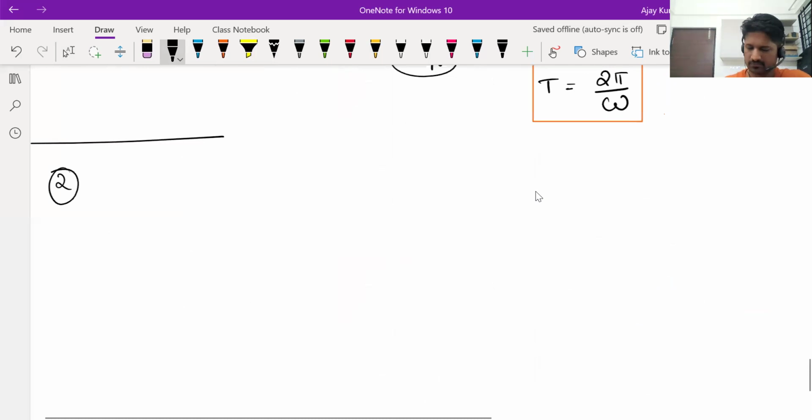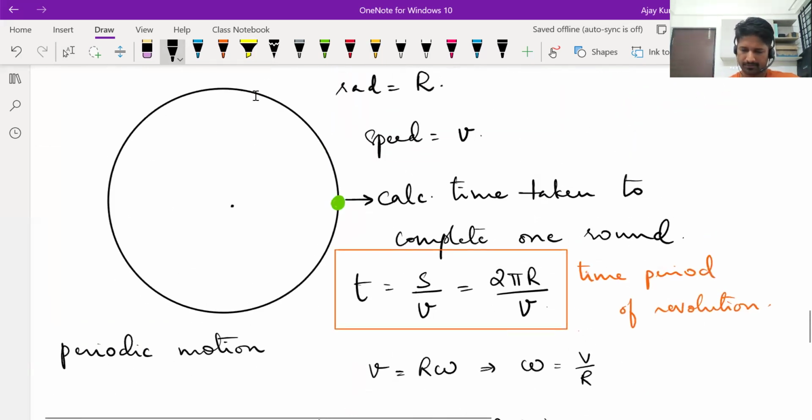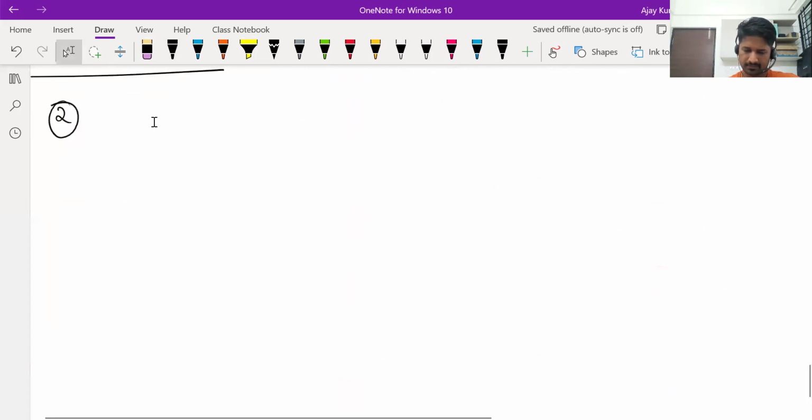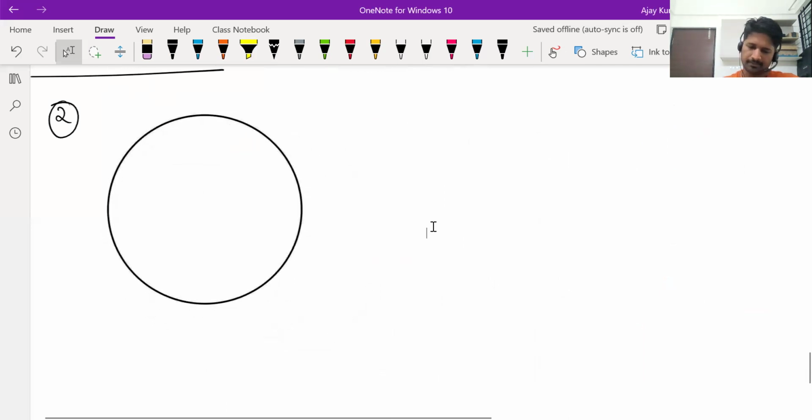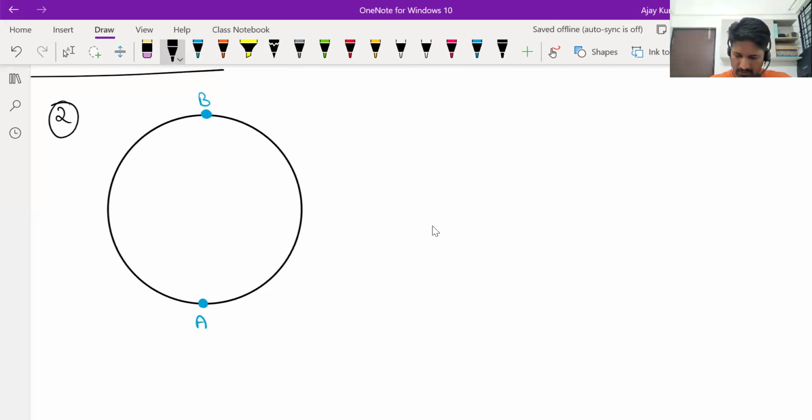Let's quickly solve one more question based on circular motion. I'll make it a little simple. Let's say an object goes from this position to the diametrically opposite position. So from A, it goes to B. Constant speed, of course. Let's just keep it as V. Let the radius be R itself.